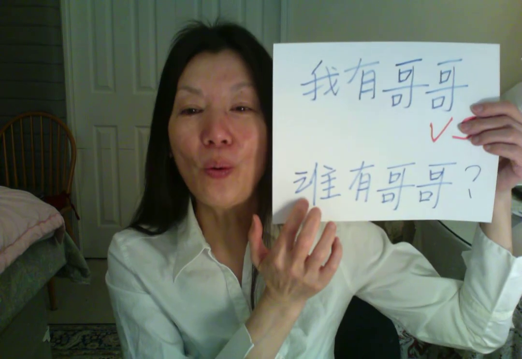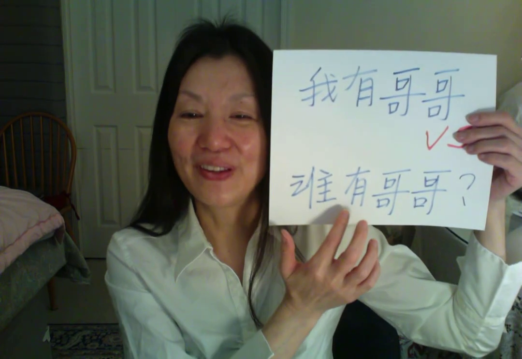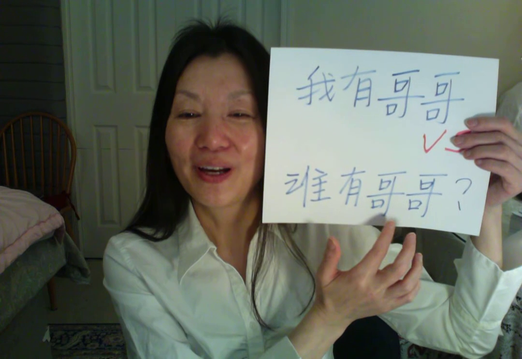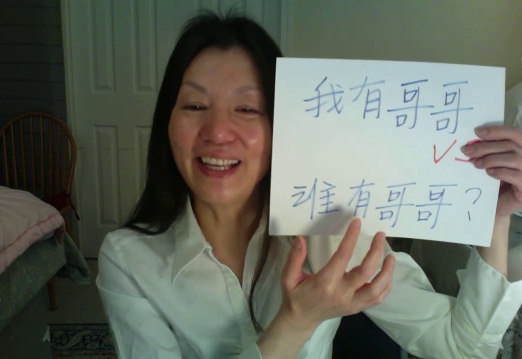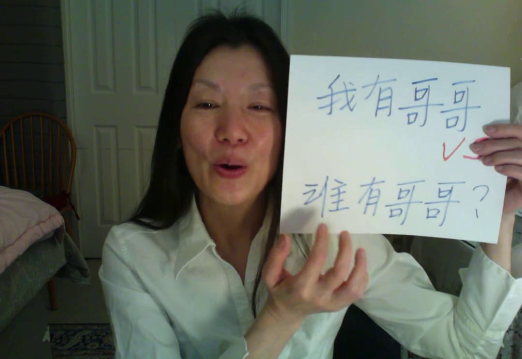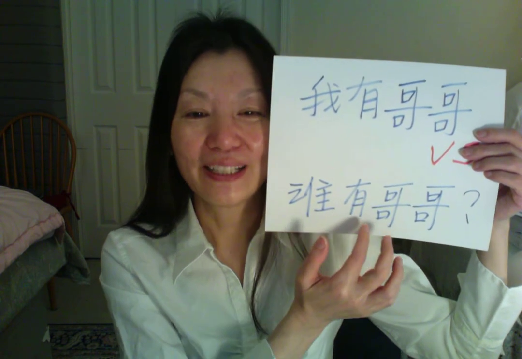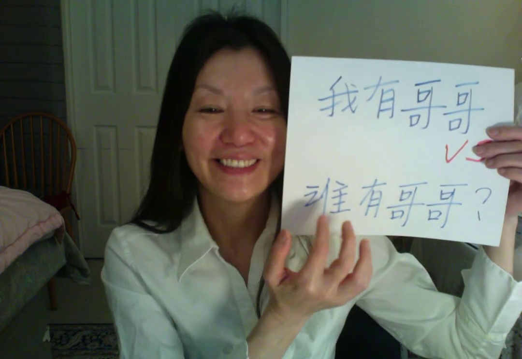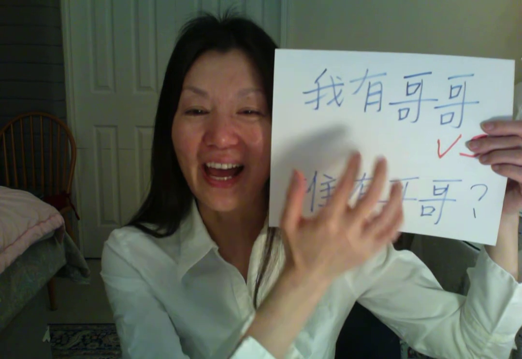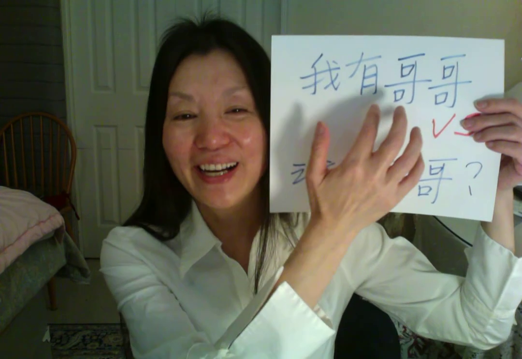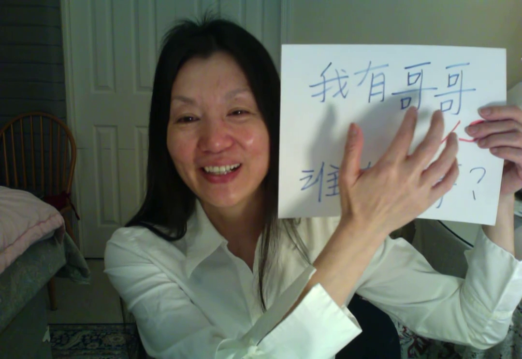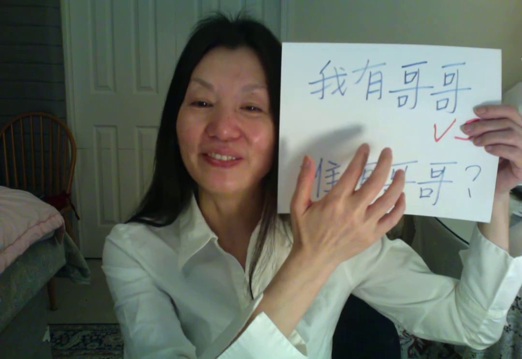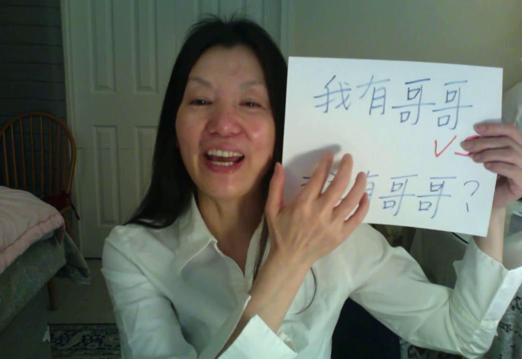Somebody asks, right? They ask, 谁有哥哥? Who has an older brother? The answer: 我. 我有哥哥, I have an older brother.